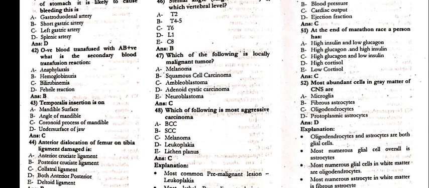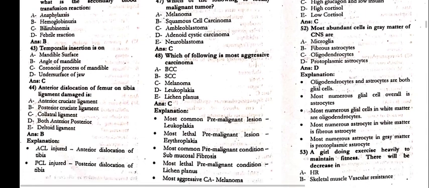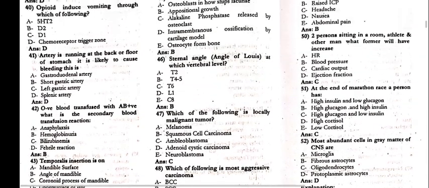O negative blood transfusion, AB positive. What is the secondary blood transfusion reaction? The hemoglobinuria. 43, temporalis insertion is on the coronoid process of the mandible. 44, the anterior dislocation of the femur on the tibia. Damage is the posterior cruciate ligament.